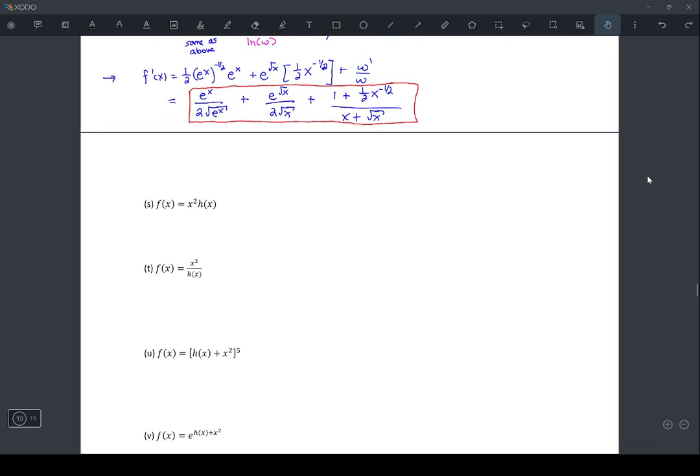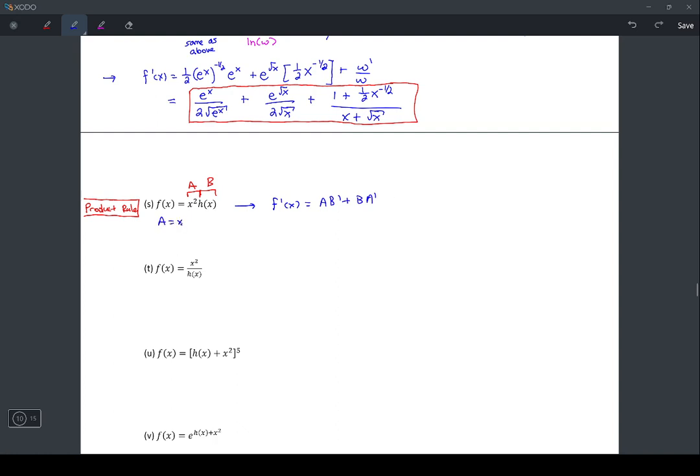Okay, welcome back. I'm continuing question 6, now on part S. We're asked to take the derivative of x squared times an unknown function h of x. And this requires a product rule. The first part of the product, x squared, is our a. The second part of our product, h of x, is our b. So when we take the derivative, we're going to have a times b prime plus b times a prime.